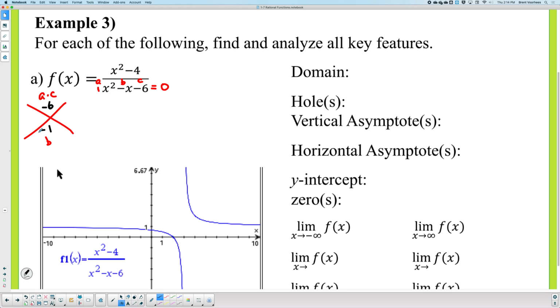What are the factors of 6? There's 2 and 3, and there's 1 and 6. Which one could combine to give you a 1? 2 and 3. So it's going to be 2 and 3. Now let's think about the negatives. How do I make it be a negative 1? Negative 3. Perfect.